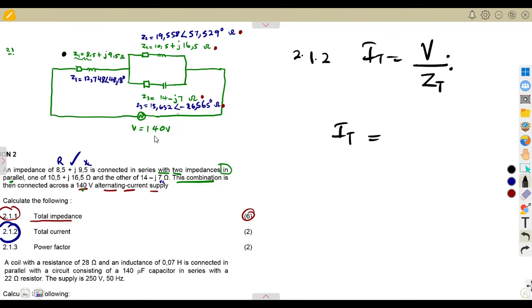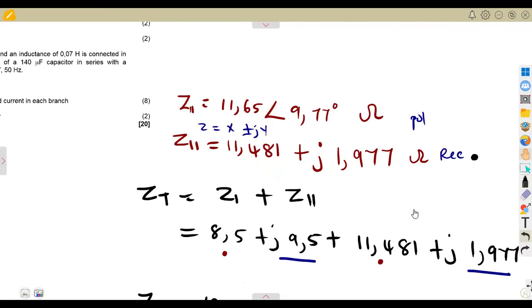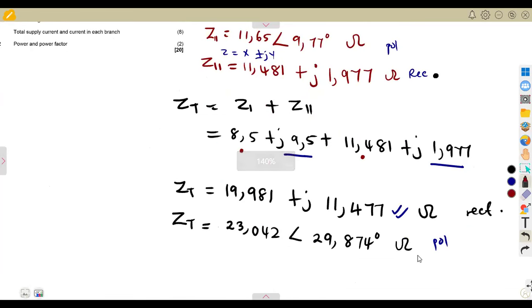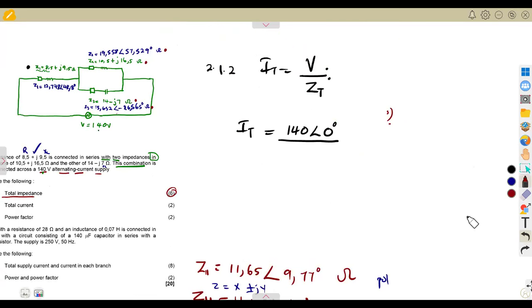I talked about this. So V is 140. The angle is going to be 0 if it is not given. Then remember, we calculated ZT and we even have this in polar form. So we are going to take our ZT in polar form, which is this one. So we are going to divide. Division is best in polar form.